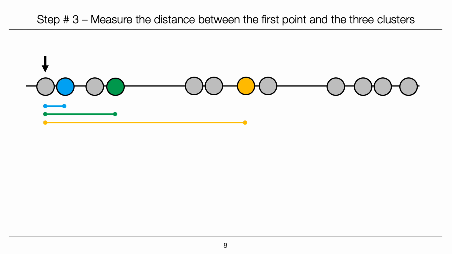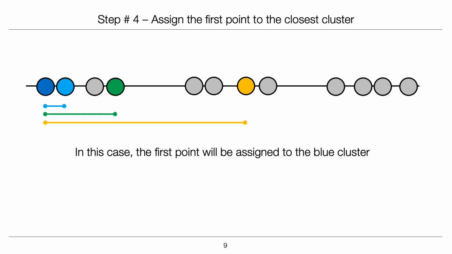For each data point, we then compute its distance to each of the 3 cluster centers, as indicated by the length of these 3 colored lines. And then we pick the shortest distance. In this case, for the first data point, the shortest distance is the blue line. So we pick the corresponding cluster to assign our first data point to. We assign the first data point to the blue cluster.